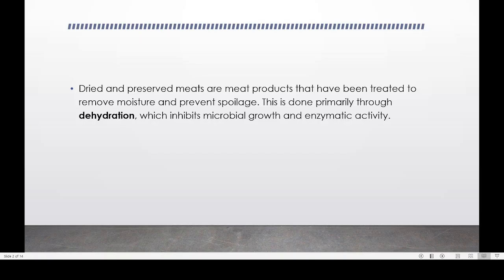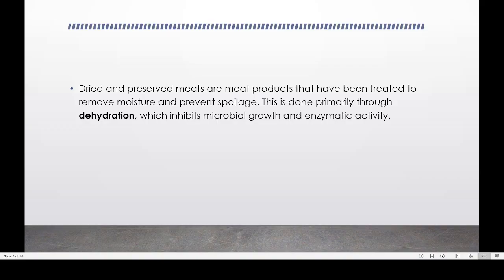So that is the one. So we have to remove the water from that, and removing water will help in preventing spoilage, because water is the main substance that helps to retain bacteria and other microorganisms. If water is not present in the meat, bacteria cannot survive and there is no possibility of spoilage. So this is done through dehydration. Dehydration means removal of water, and that inhibits microbial growth as well as the activity of enzyme.